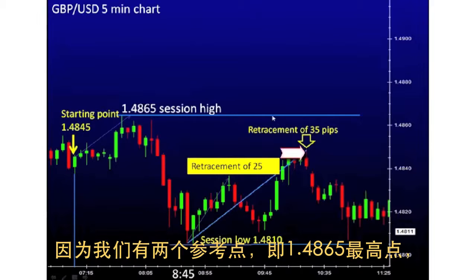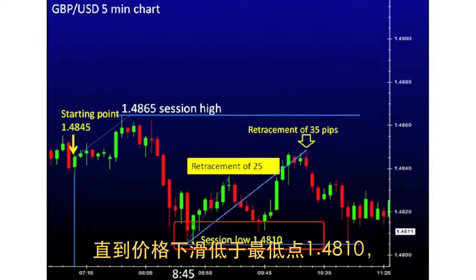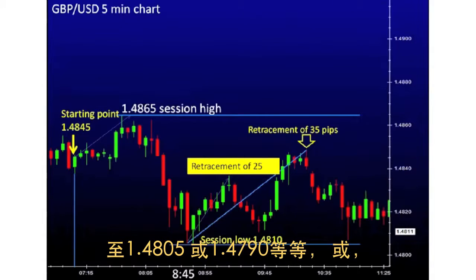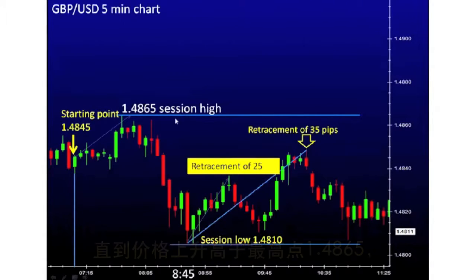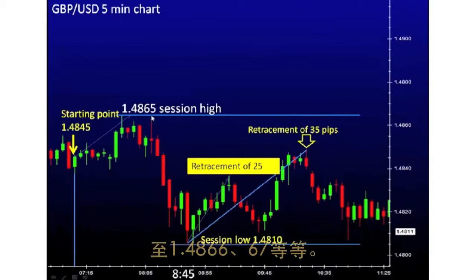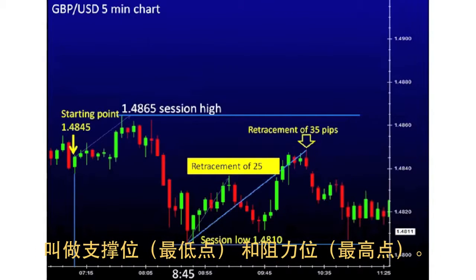Because we have these two reference points of 148.65 and 148.10, we would wait for the price to move either lower, breaking that 148.10 to 148.05, 147.90, or having the price move past the session high of 148.65 and making a new high of 148.66, 67, and so on, in order for us to determine or start thinking that the trend is up instead of down.